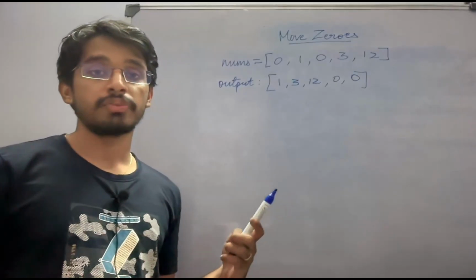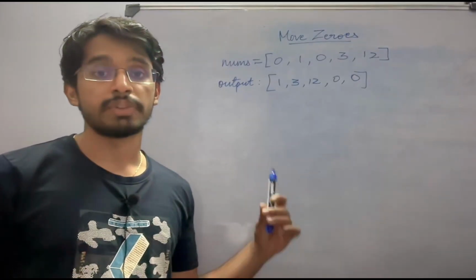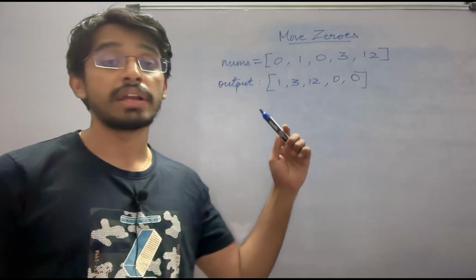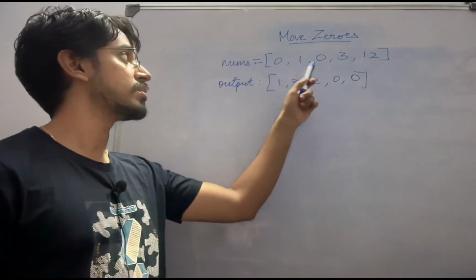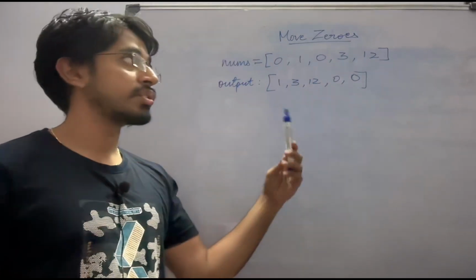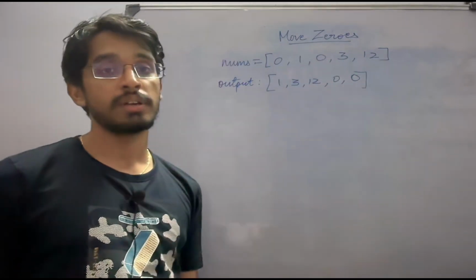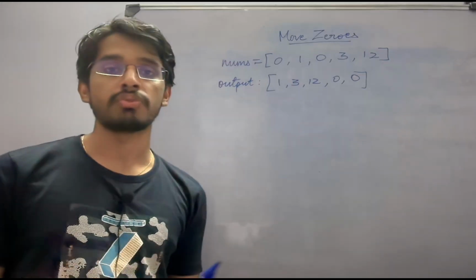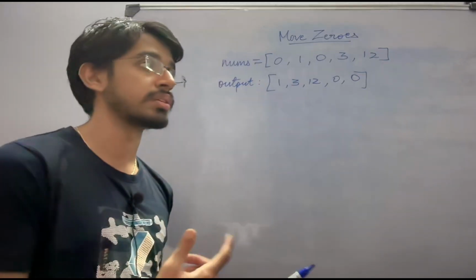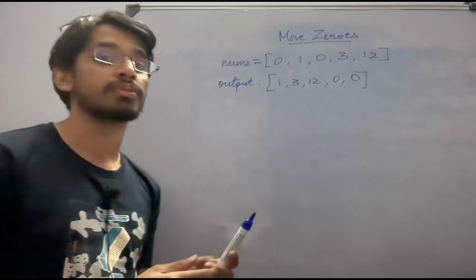In this problem, we need to move the zeros within an existing array to the end of the array. Given this array, 0, 1, 0, 3 and 12, wherever you find 0, you need to push it to the end of the array. So how would we solve this? What is the brute force approach? What would be the non-optimal way of solving this?